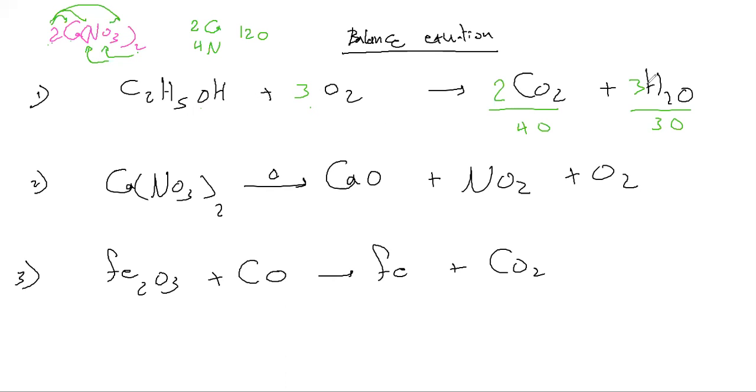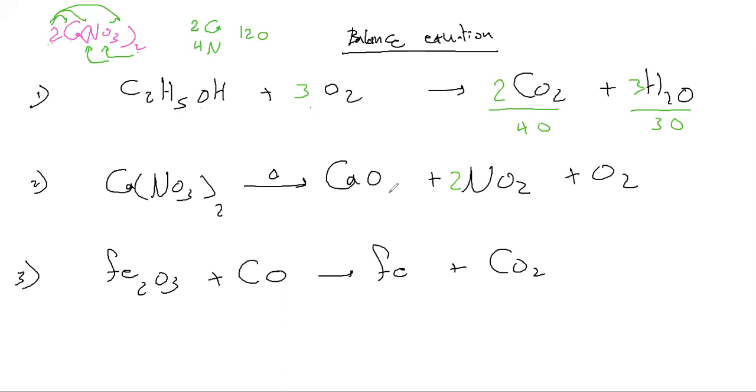6 hydrogen, 6 hydrogen, 3 multiplied by 2. After that, we have 3O and 4O to be 7O. This is 1, remaining 6. 3 multiplied by 2. This is number 1. Number 2, Ca. N is 2. I make 2. O is 6.